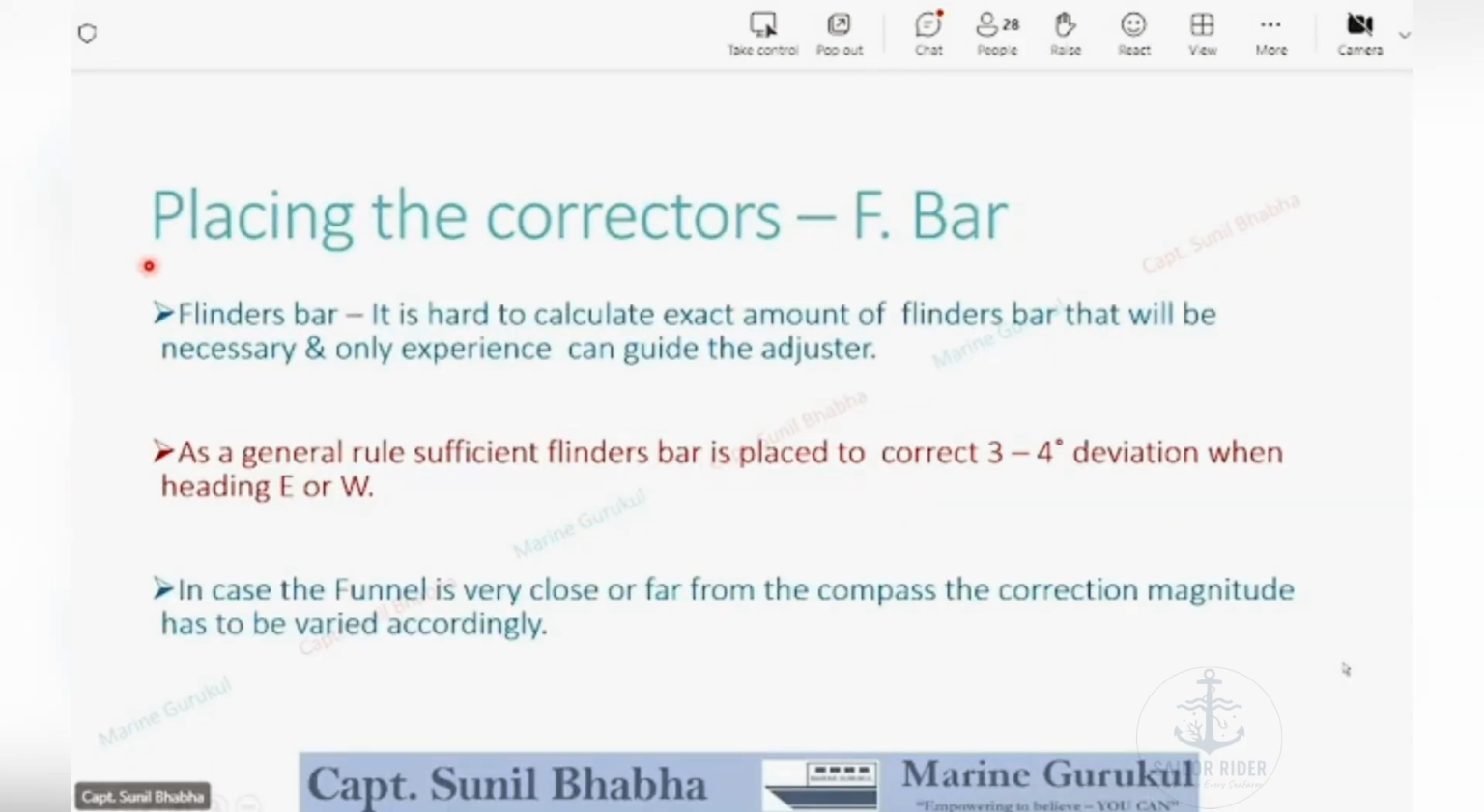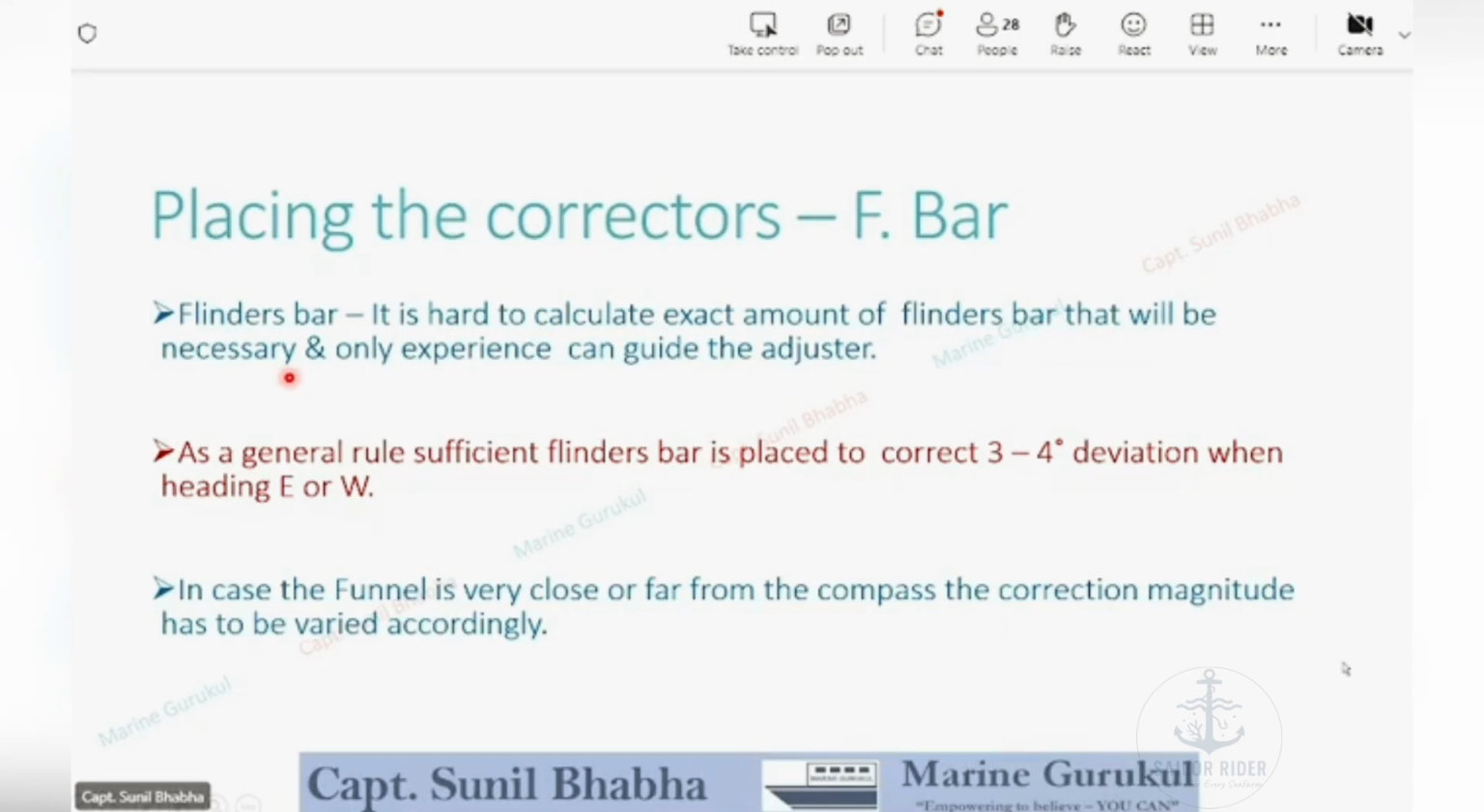So with the order of placing correctors clear in our mind, let us now go into how each corrector is evaluated and placed. So first of all, we go for the flinder bar. This is the first corrector to be placed. Now it is very hard to calculate the exact amount of flinder bar that will be required in a particular ship and compass.